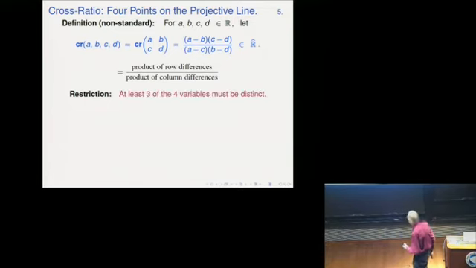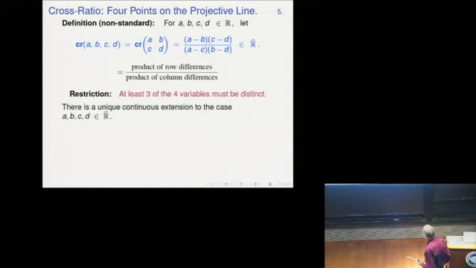Now, there's one restriction here. Usually you want to assume that the 4 variables are distinct, but it still makes sense if only 3 of them are distinct. The only difference is that, since the denominator may be 0, we get not a real number, but a number in R hat. In fact, you can easily see that there's a unique continuous extension to the case where A, B, C, and D are in R hat.